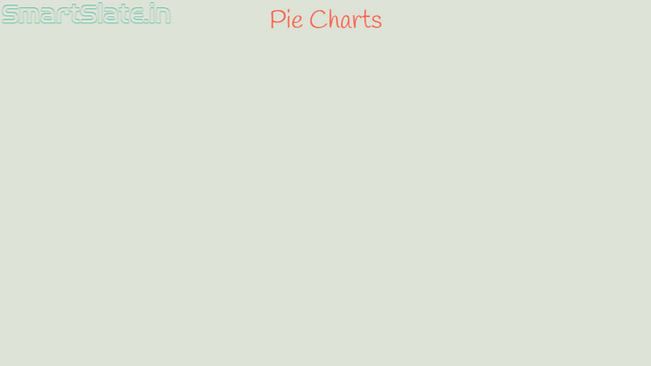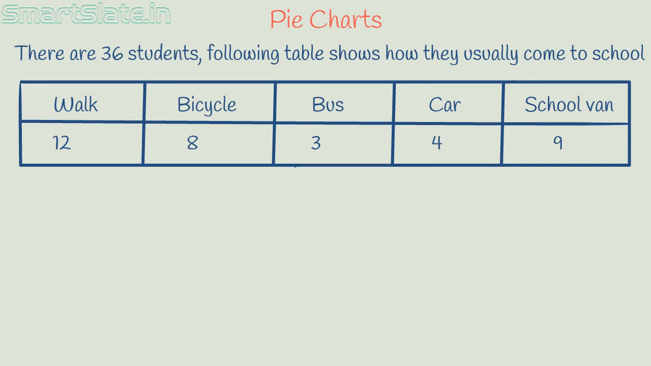Let's say we have this data and we try to represent this data using a pie chart. This is the data of 36 students. 12 students prefer walking to school. 8 students reach school by bicycle. 3 use bus to reach school and 4 by car and 9 by school van.